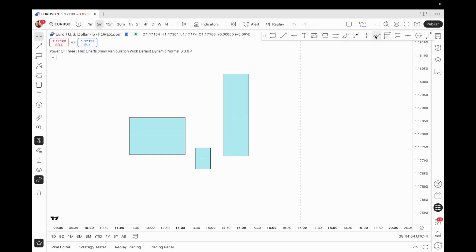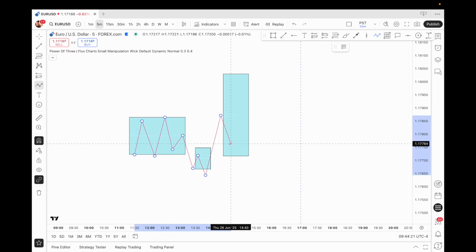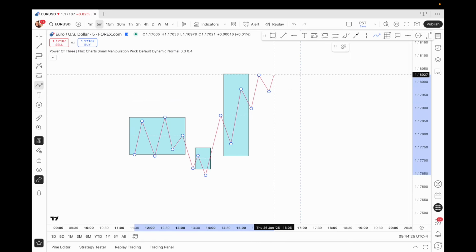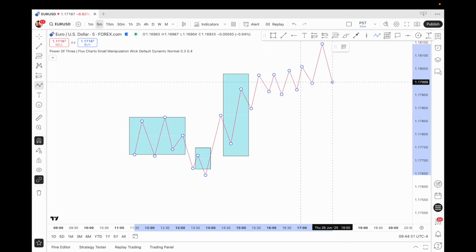What this means is accumulation is when price consolidates or is in a range, and then manipulation is when price manipulates and fakes out traders in a specific direction. And then we have distribution. After distribution, accumulation starts again, then we have manipulation, and then again we have distribution.